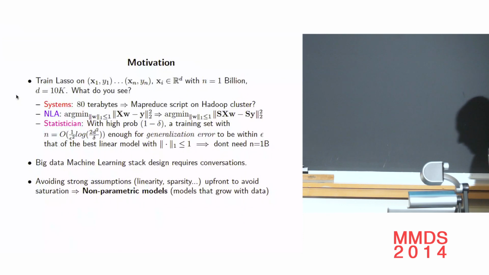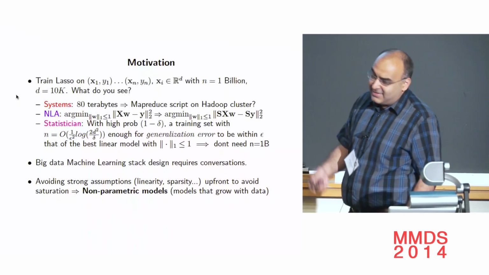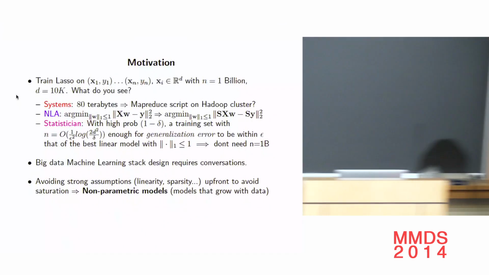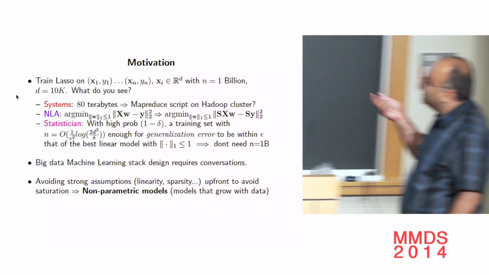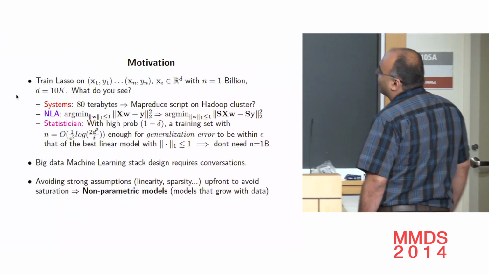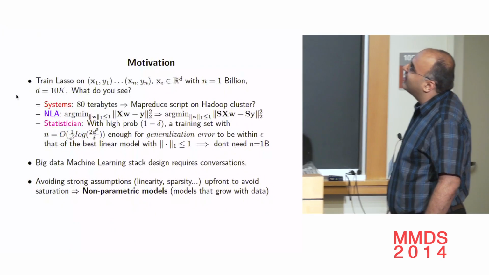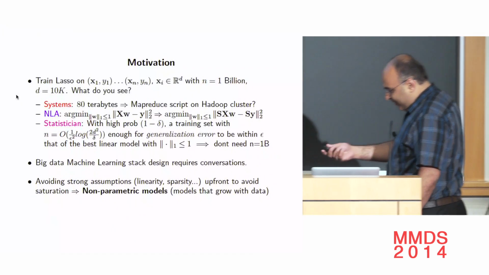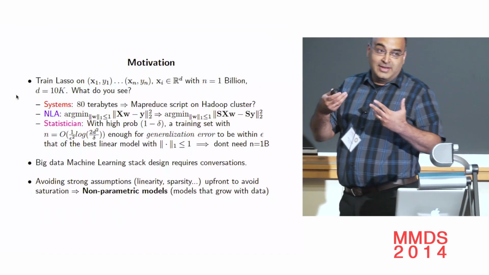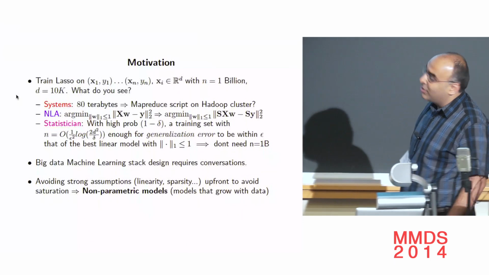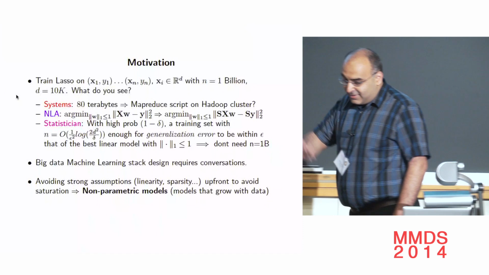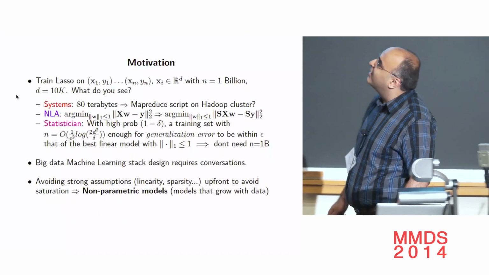So the statistician's point of view is that having made this assumption about linearity and sparsity, you don't need that many examples to estimate the best linear model under this sparsity constraint. And so what is the point of this exercise? I guess some things, while being obvious, are still worthwhile to state, which is that big data machine learning, if you think of building a stack, requires conversations, which is why meetings like this are so valuable, because the metrics across the stack are completely different.